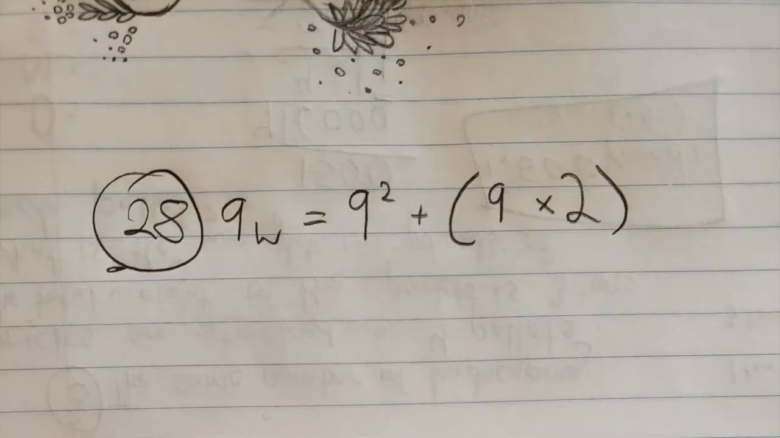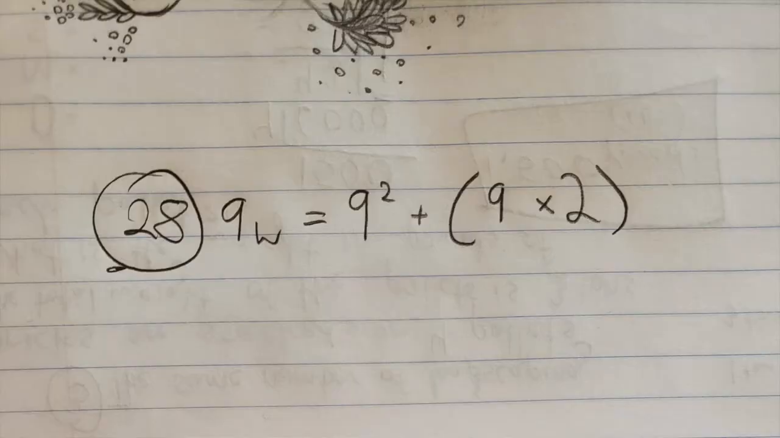Hi guys! So this is going to be a hopefully quick video, just kind of going over number 28 from lesson 80 and a few other questions that are similar to it. 28, the problem was 9w is equal to 9 squared plus parentheses 9 times 2 end parentheses.